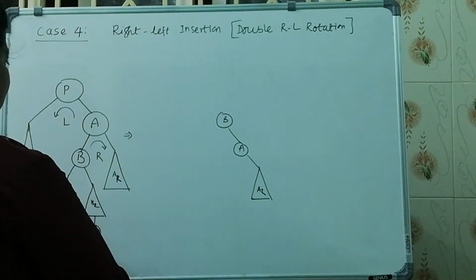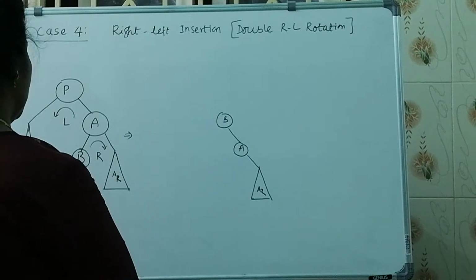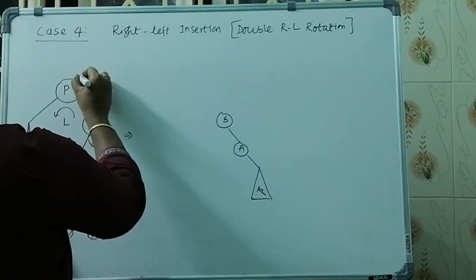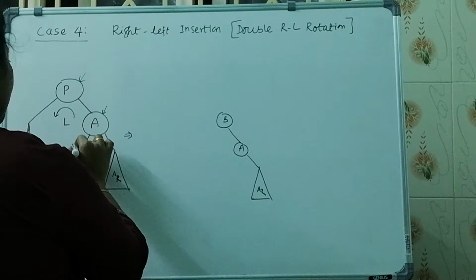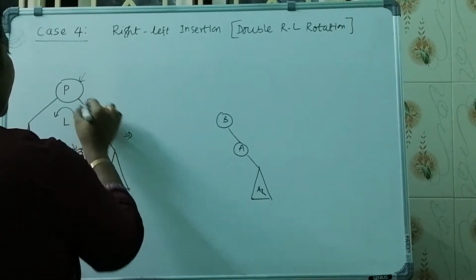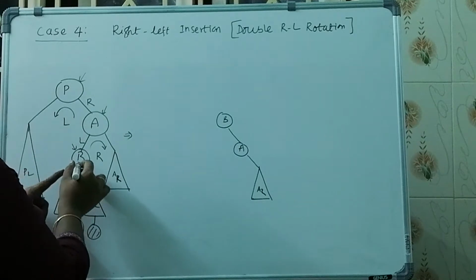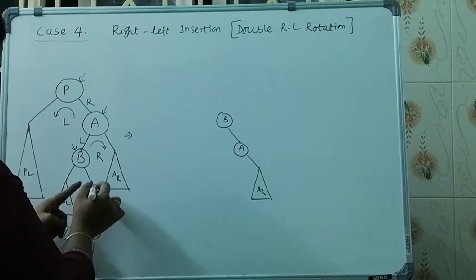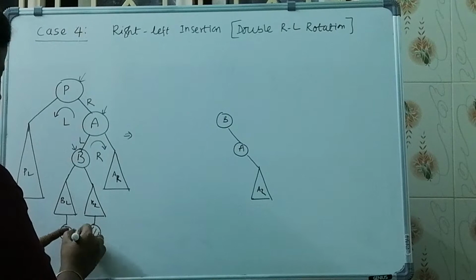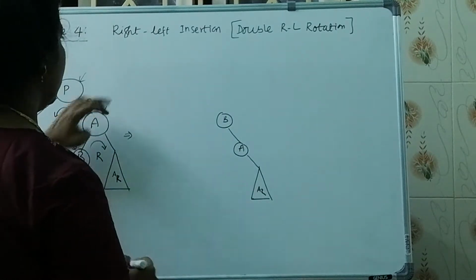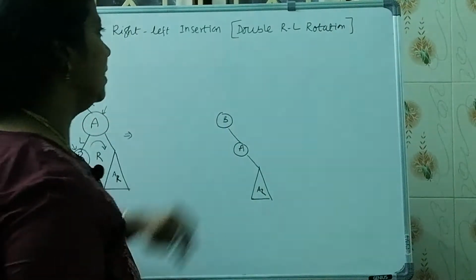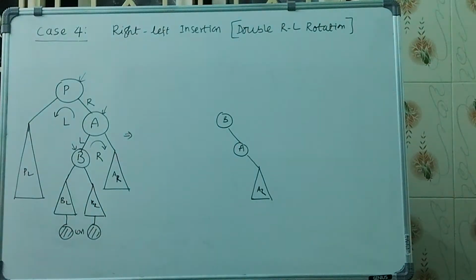Let me explain what is right and then left. With respect to P, A and then B, the insertion happened right to left, a right left insertion. So in that case the insertion can happen here or here. So this is AR. In that situation we have to follow the double rotation, which is a right left rotation.